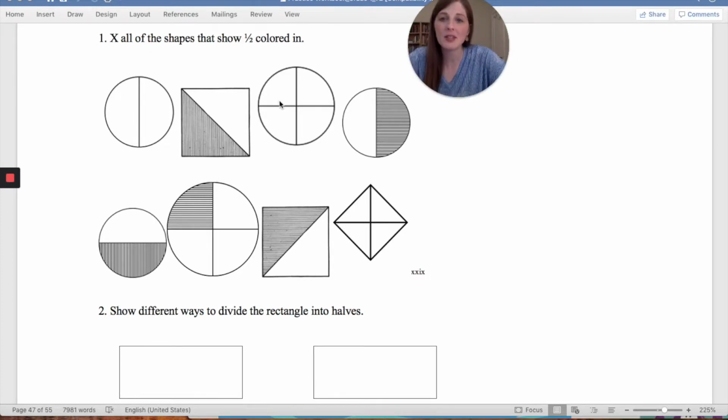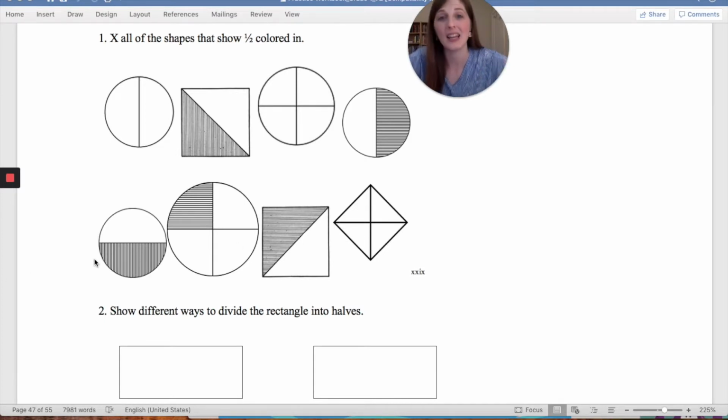Okay, what about this one? Is it in 2 parts? No, it's in 4 equal parts. Looks like our pizza. It's not a half colored in. Okay, let's look at this one. Is it 2 parts? Yeah, is 1/2 colored in? You got it.